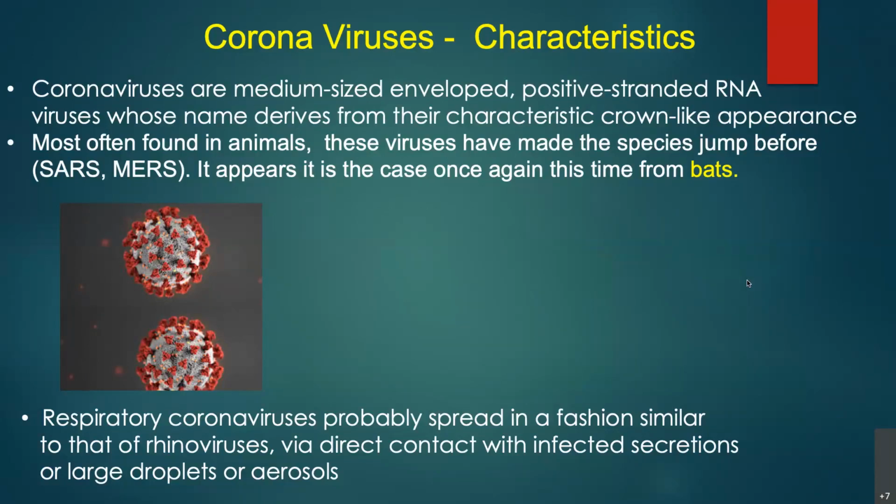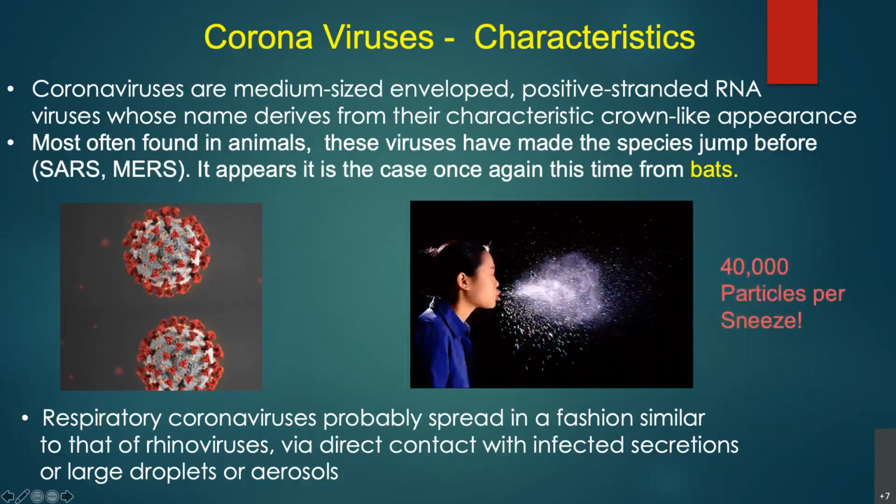The respiratory coronavirus probably spreads in a fashion similar to that of rhinoviruses and adenoviruses via direct contact with infected secretions or large droplets and then aerosols when those droplets dry out. But for sake of today's discussion, we should think of the most important mode of transmission. In point of fact, these droplets that are expelled when we sneeze. And here's a little image of what that looks like when we do sneeze. You can see that when we sneeze, there are approximately 40,000 particles in a sneeze, and they move at about 80 miles an hour. So this is an explosion of moist particulates when we sneeze or have a vigorous cough.